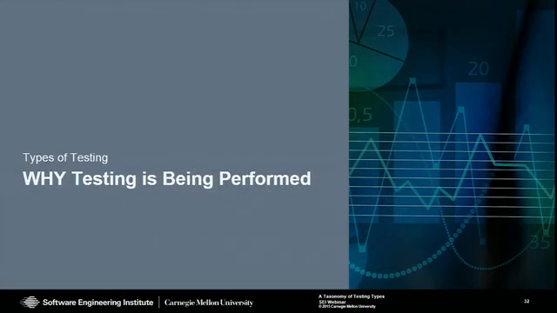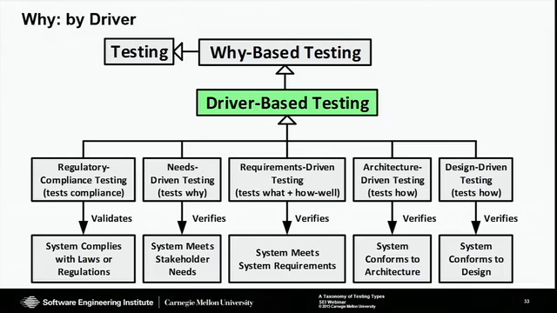Okay, why we are performing testing is an interesting one here. Essentially, if you look at the very bottom of this slide, you're going to see various reasons why you might want to test. You might want to make sure that the system complies with laws and regulations, and so regulatory compliance testing is what you'd use for that purpose. If you want to make sure that it meets your stakeholders' needs, then you're going to do some sort of needs-driven testing. On the other hand, you might want to know, does the system meet the requirements that have been allocated to it, or the subsystem for that matter? So it could be requirements-driven testing.